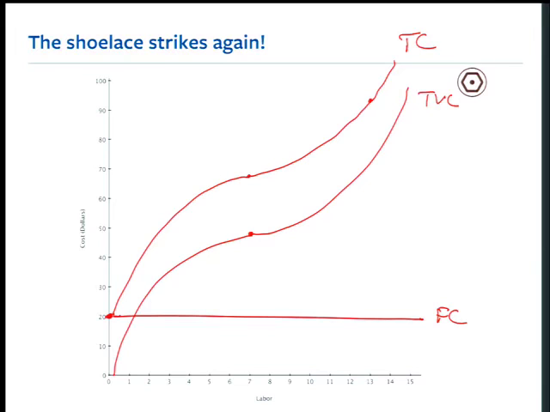All right? Here's the line from the origin that's tangent to the total variable cost curve. Here's the line from the origin that's tangent to the total cost curve. So quantity A here is going to be the quantity where average variable cost goes from dropping to increasing. Quantity B here is the quantity where average total cost goes from being decreasing to being increasing.